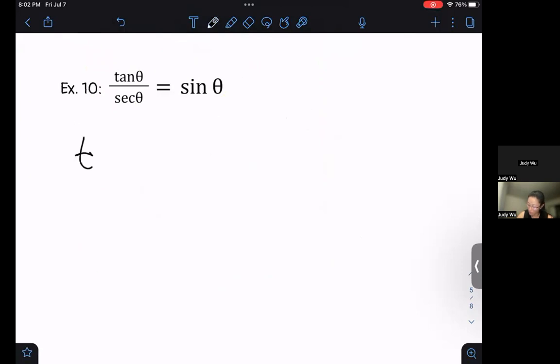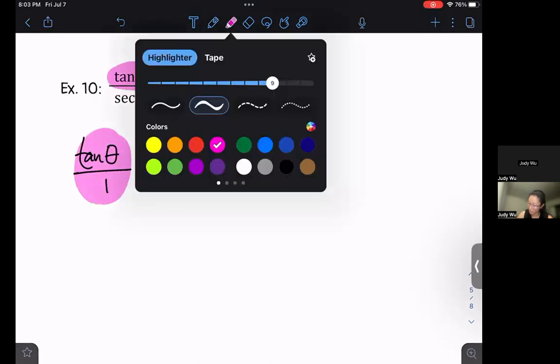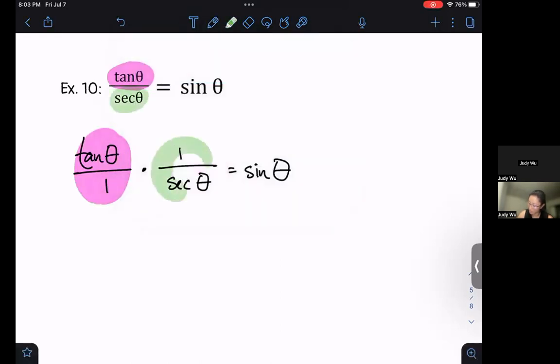So I have tangent theta over 1, and I'm going to multiply it. Instead of dividing by secant, I'm going to multiply by the reciprocal, which is 1 over secant theta equals sine theta. Okay, so this tangent is here, and this secant is here.